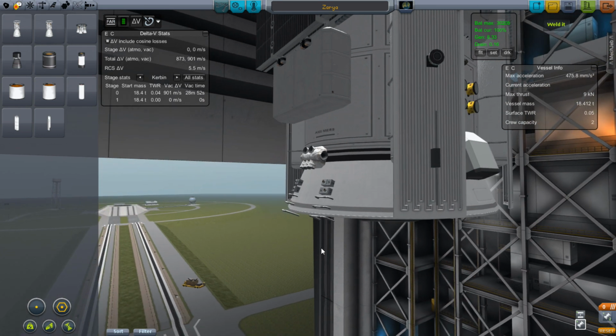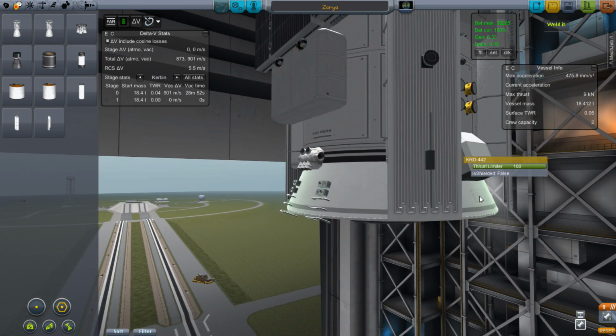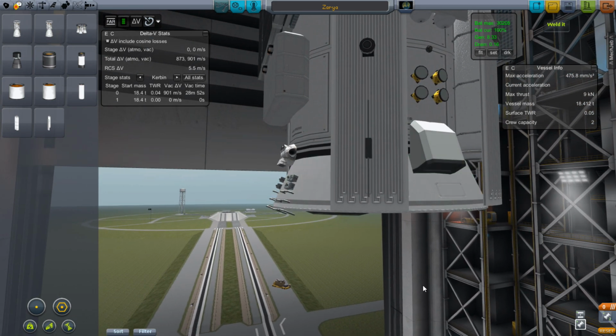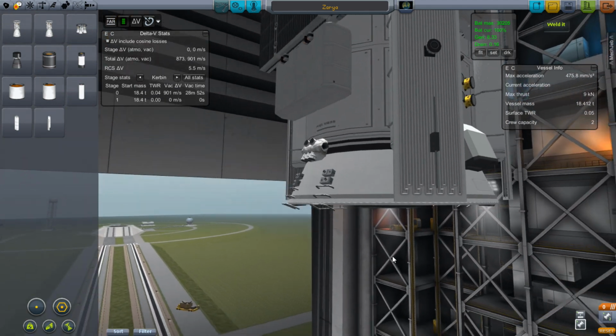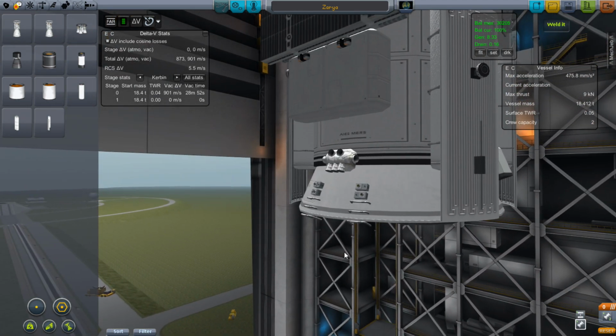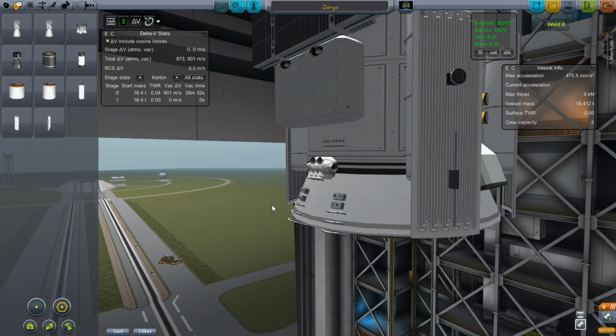I think I saw that it said 442 in it, so I looked it up and found that KRD is a type of engine and 442 is a model, so I decided that might have been what it was. Plus the thrust value was very similar to what I think was on the Zarya, so I think I might have gotten the right one.